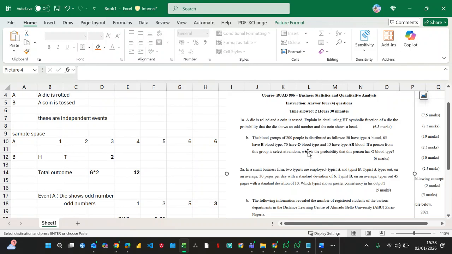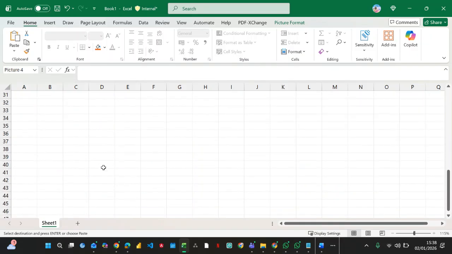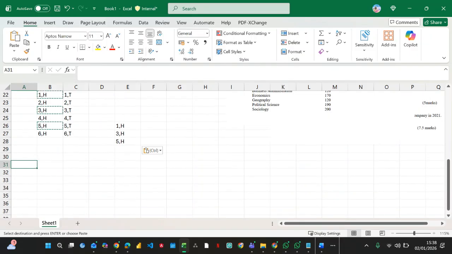Okay, so that is number one. That is the A part of the question. Now we still have another question, which is the probability. The B part of the question said that the blood groups of 200 people are distributed as follows. 50 have type A, 65 have type B, 70 have O blood type, and 15 have AB blood. Now, if a person from this group is selected at random, what is the probability that this person has O blood type?